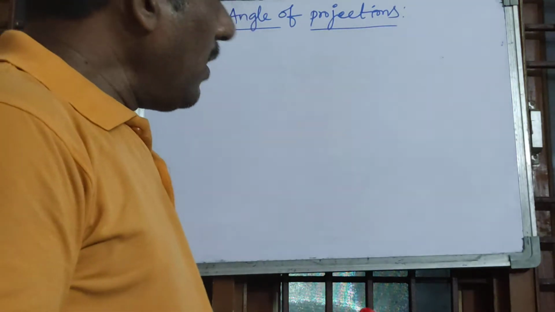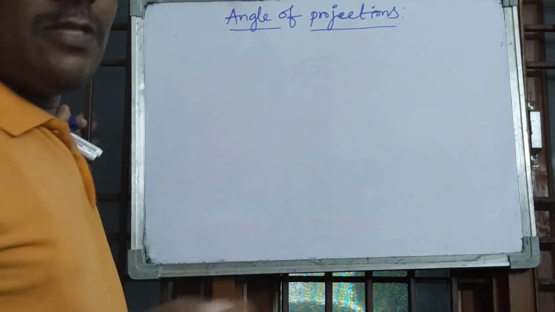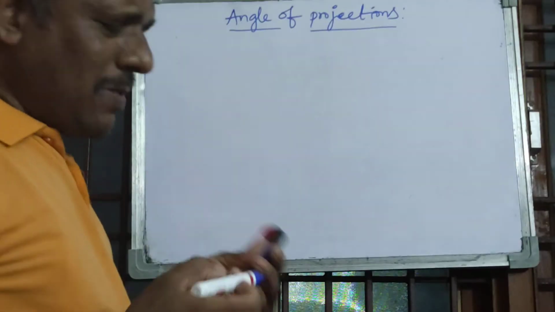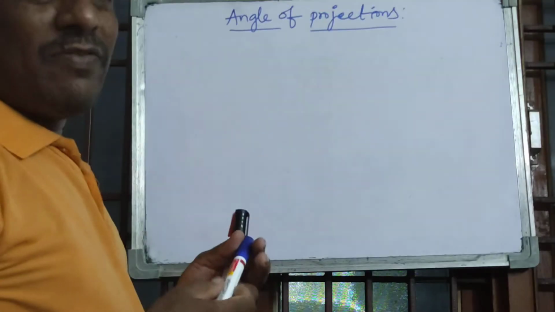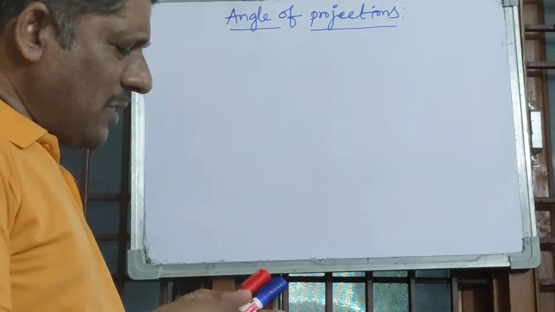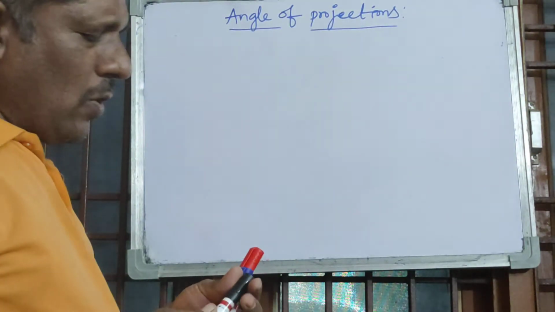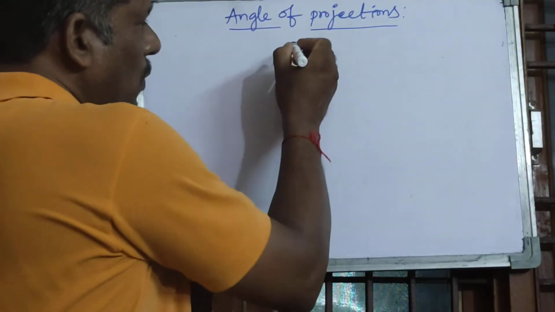So first we go for first angle projection, second angle projection, third angle projection. I am explaining with coordinates. It's the easiest method, and this data is not available in the textbook also, so I will explain. Don't miss the video. Listen, all of you.